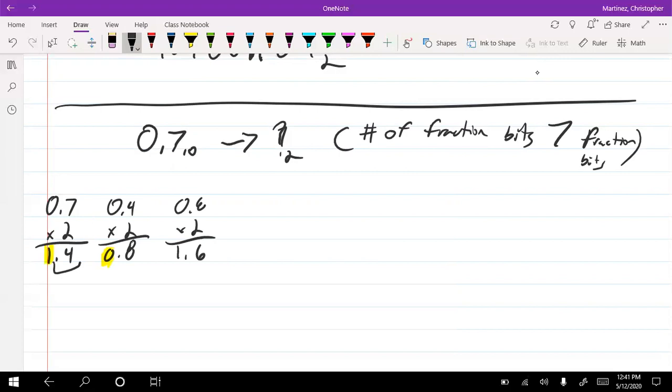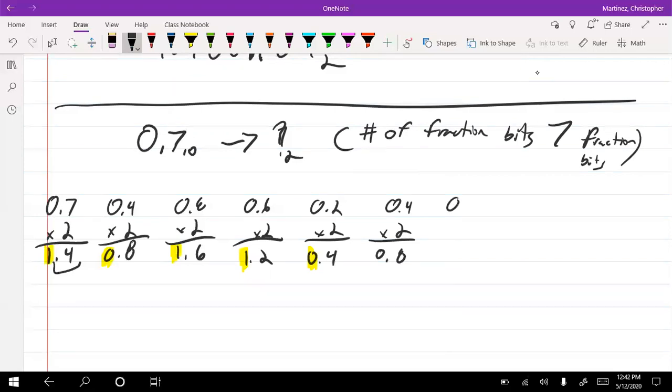That's 1.6. 0.6 times 2, 1.2. Then I'm going to do 0.2 times 2, that's 0.4. How many bits have I done so far? 1, 2, 3, 4, 5. I need 2 more, so I'm going to do 0.4 times 2, that's 0.8. I'm going to do 0.8 times 2, 1.6. And that's going to give me 7 fraction bits. So I can say this is 0.1011001 in binary.